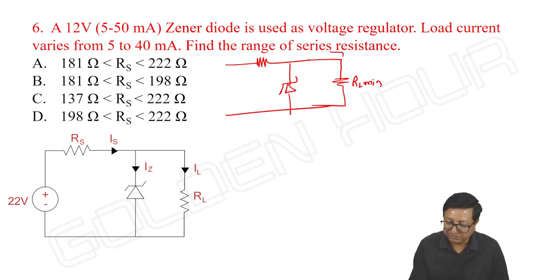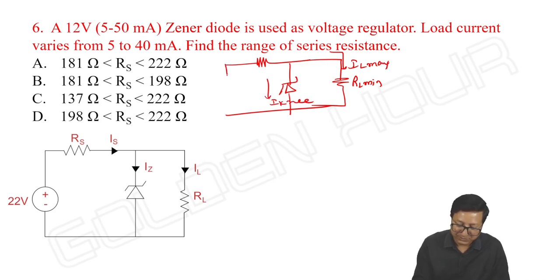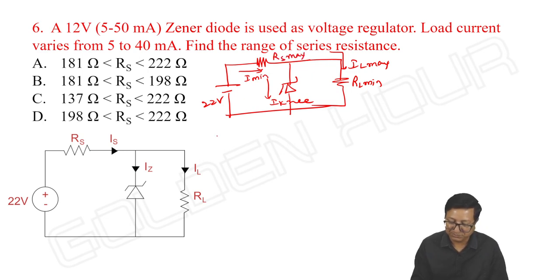RL is minimum, IL is maximum, IZ is minimum. Anyway, input is constant at 22 volts. As IZ is minimum, the current through the Zener diode is minimum, then RS is maximum. What is the knee current, friends? It is 5 milliampere, and IL maximum. Load current varies from 5 to 40 milliampere.